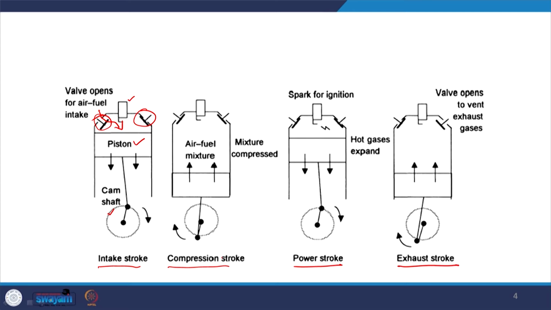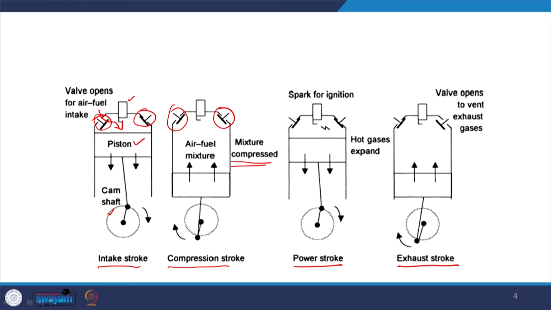And in the compression stroke, what happens? The intake valve gets closed, and naturally the exhaust valve is already closed. So, you can see the closed position for the intake valve and exhaust valve, and then with the motion of the piston, the air fuel mixture gets compressed. That is why this is called the compression stroke. So, we have the mixture getting compressed.